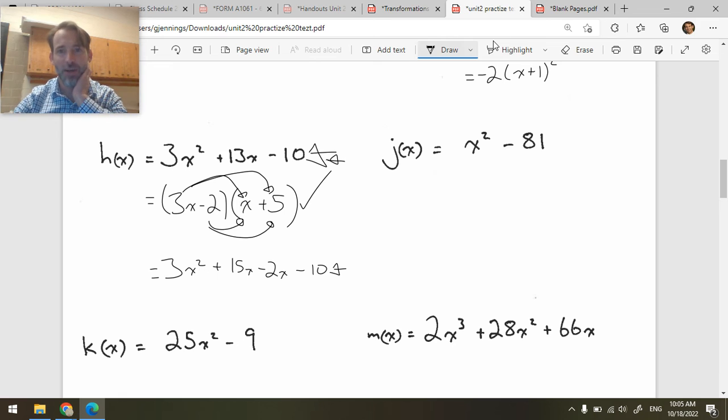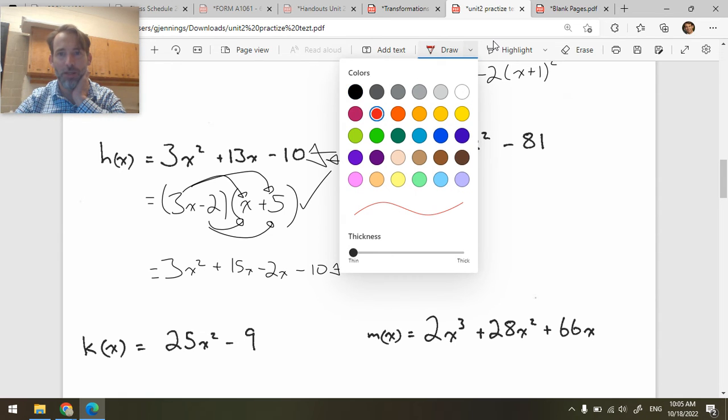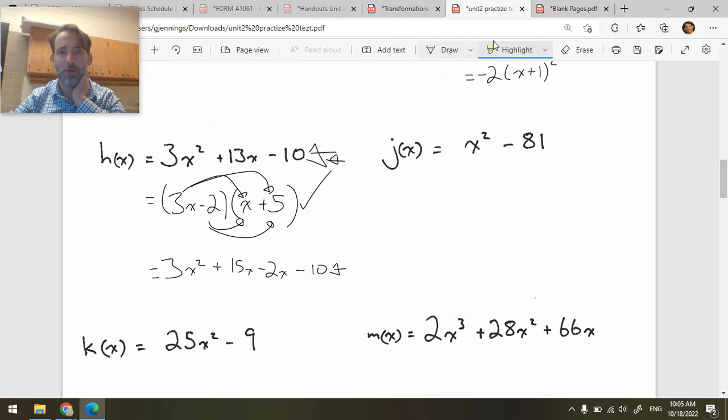x squared minus 81. No spare paper needed here. I just need to notice that this is a case of a squared minus b squared, which always factors into a plus b times a minus b. No time for explanations here. Just remember the pattern. If you're just looking at this, just notice that this is a square, that's a square, and it factors this way.